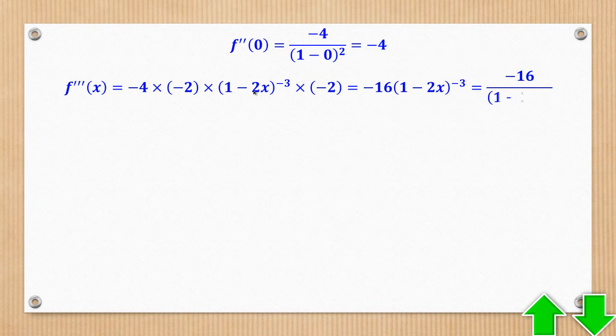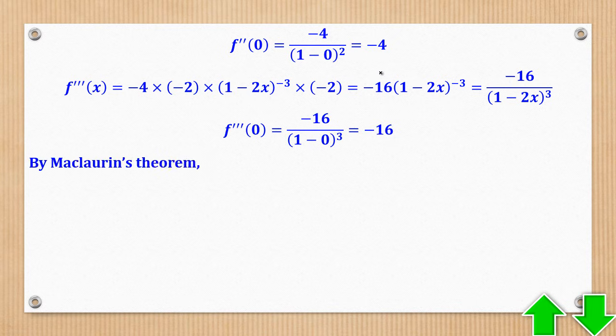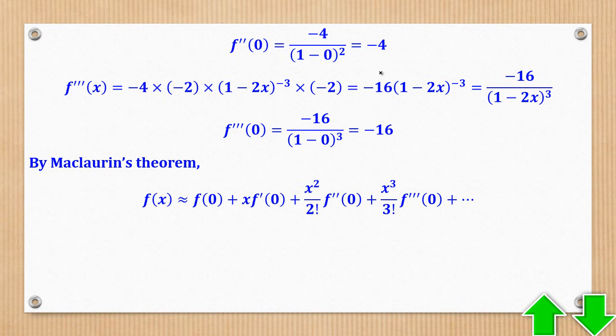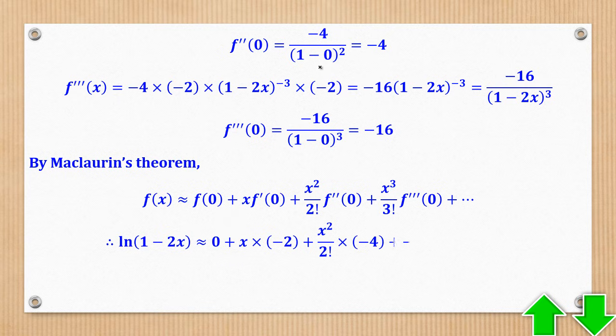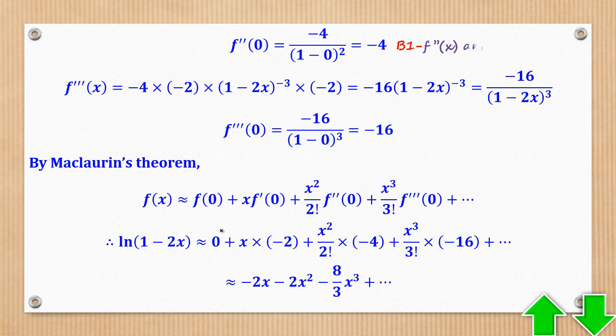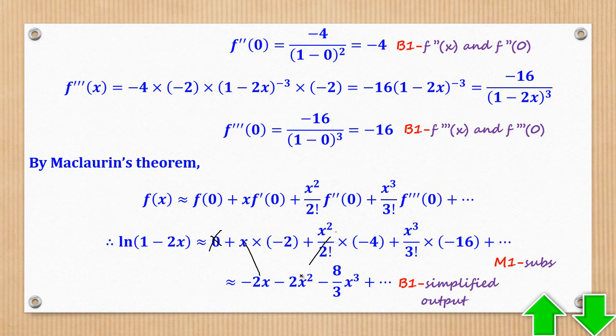Differentiate f double prime, you get f triple prime. Then substitute for x equal to 0. Therefore, Maclaurin's theorem can now be got from that formula. So substitute and simplify. So this is 0, this one is that, this one, and this one. And that's what they wanted.